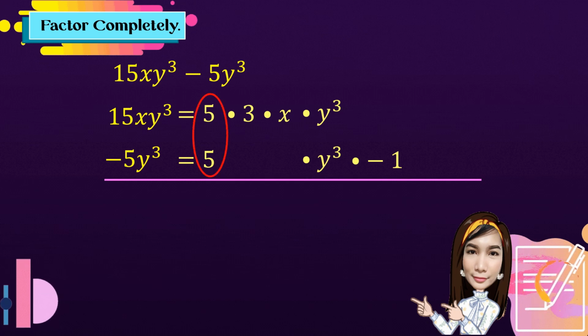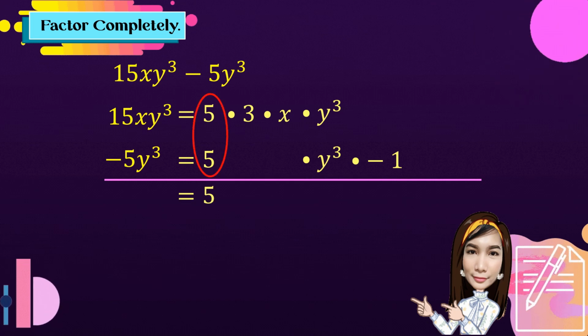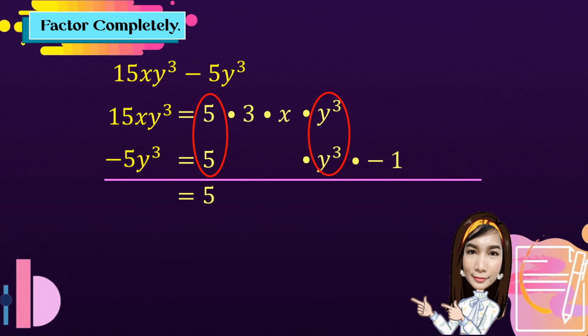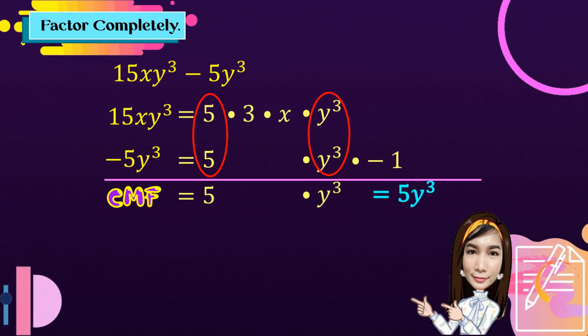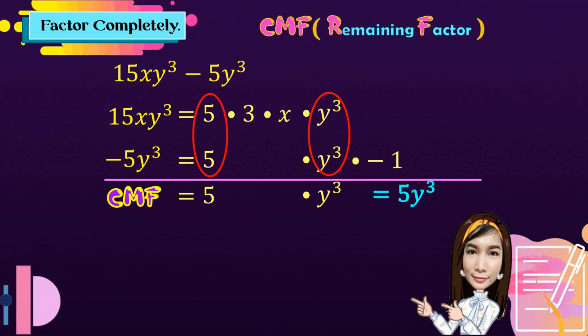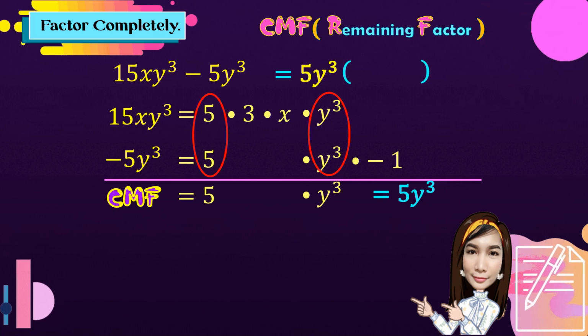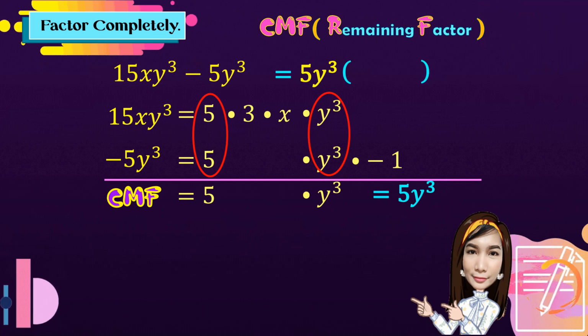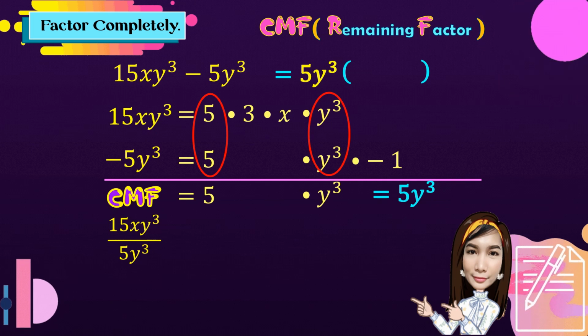Now we're going to encircle the common factor 5 times the common y cubed. Then multiply, we have the common monomial factor 5y cubed. Then we're going to write it in the form common monomial factor times the remaining factor. And the common monomial factor is 5y cubed. Then to get the remaining factor, we're going to divide each term. So let's start with the first term, 15xy cubed divided by 5y cubed.